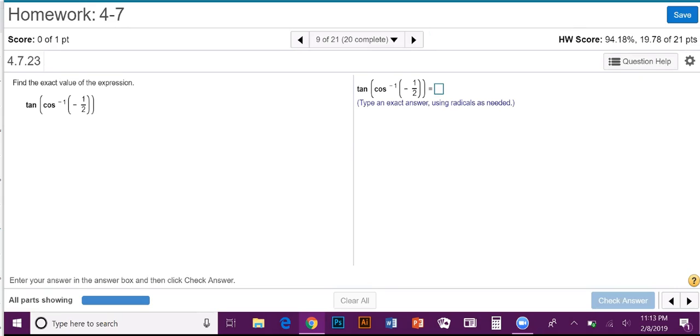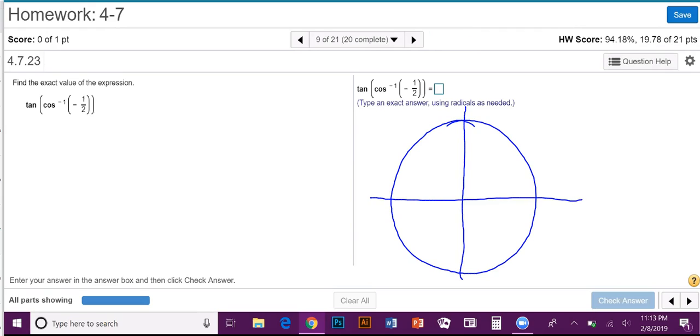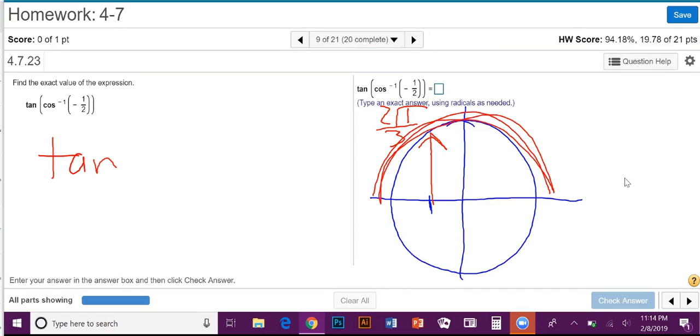So I was looking at a unit circle for this one. I had a unit circle on one of my tabs, and I couldn't understand how to find it. So cosine negative 1/2 is right there. Remember that the inverse cosine function only gives you values on the top half of the circle. So that means I have to be up here. Well, that takes me to 2 pi over 3. So this question is the same thing as asking what's the tangent of 2 pi over 3.